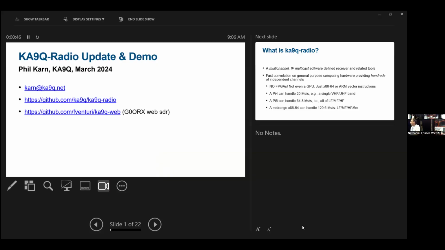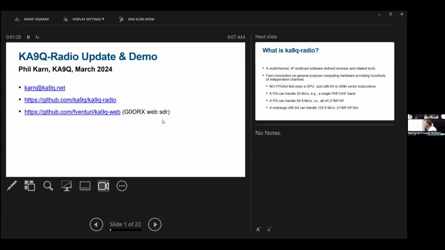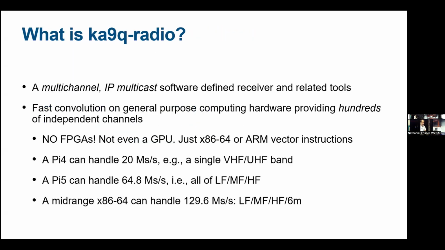Okay, I'm Phil Karn, ka9q. I have a slide at the end also with the reference information. My email address is karn@ka9q.net. It attracts a lot of spam, so don't feel bad if I don't answer you right away. The software I'm going to talk about is on GitHub, ka9q/ka9q-radio. And also a very nice piece of software has just appeared that Franco Venturi, K4VX, is maintaining, written by John Milton, G0ORX, which is a web front end to my stuff, which I was really, really happy to see. So yeah, I'll put the slide up at the end.